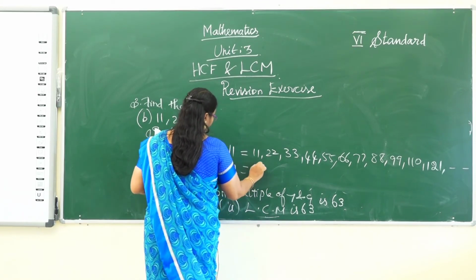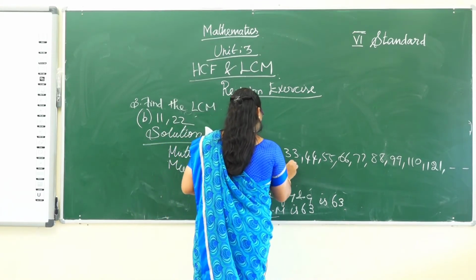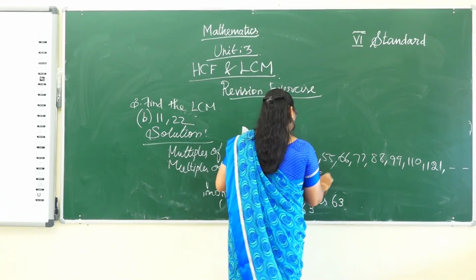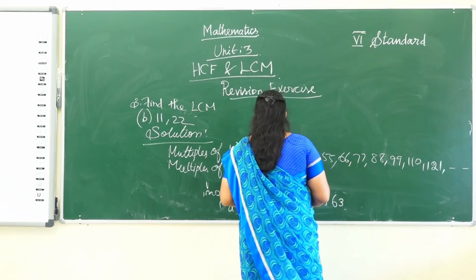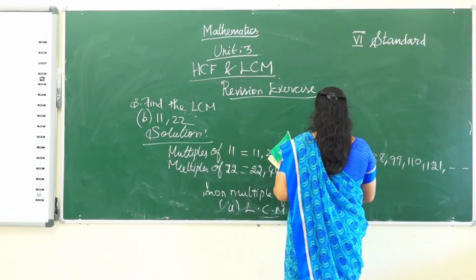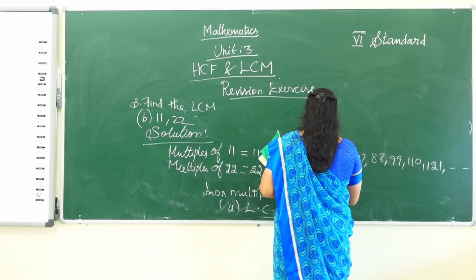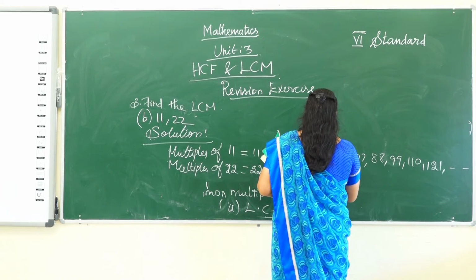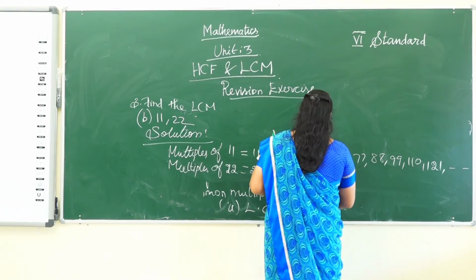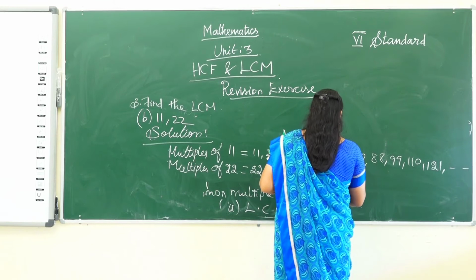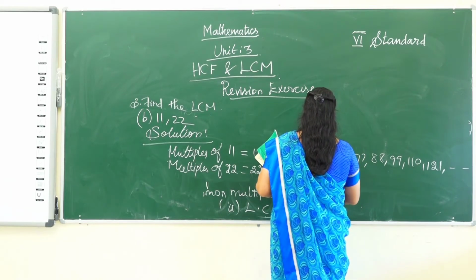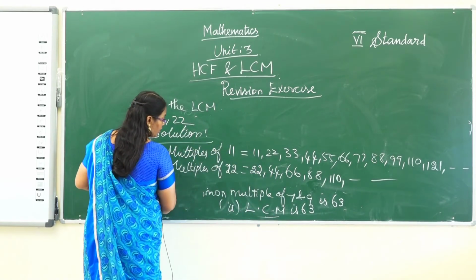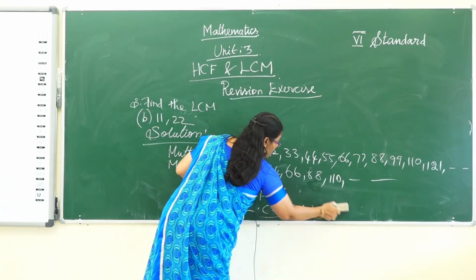Multiples of 22 is equal to 22, 44, 66, 88, and then 110. Okay, stop with this. Now write the common multiples.